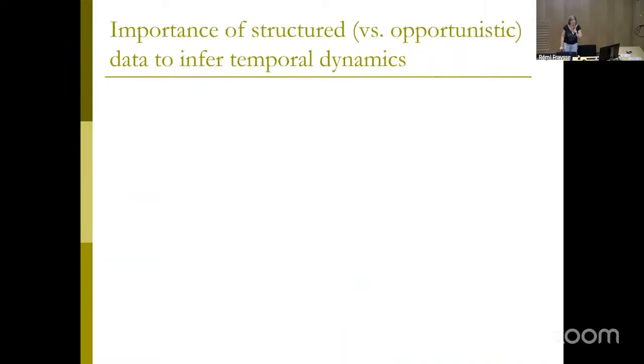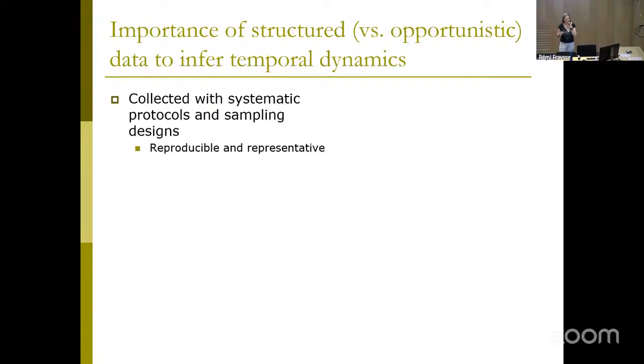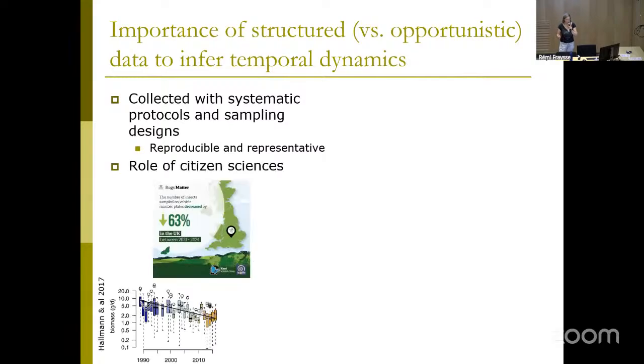And just to finish with that, I would like to emphasize also the importance of structured data. Structured is meant in opposition to opportunistic data that are collected without any specific protocol, particularly to infer temporal dynamics. So structured data, I mean data that are collected with systematic protocols and using a well-thought sampling design, which makes them reproducible and comparable across sites and through time, and also representative of the diversity of the area you're studying. And for that, citizen sciences can be a really interesting tool to collect such data.